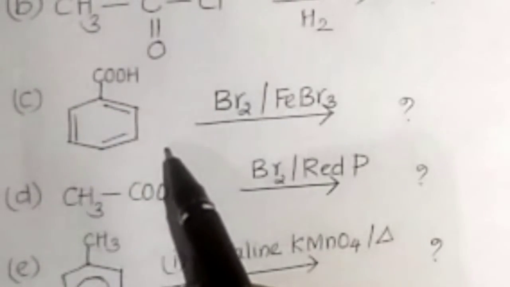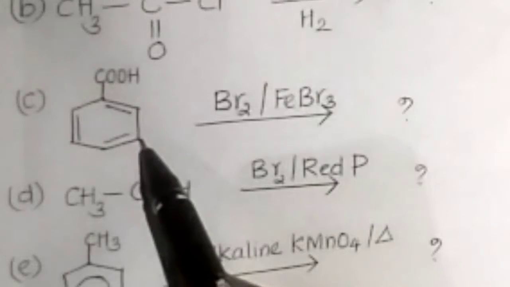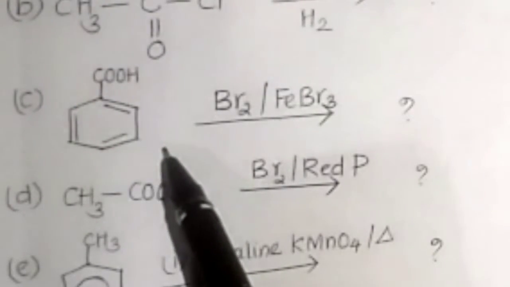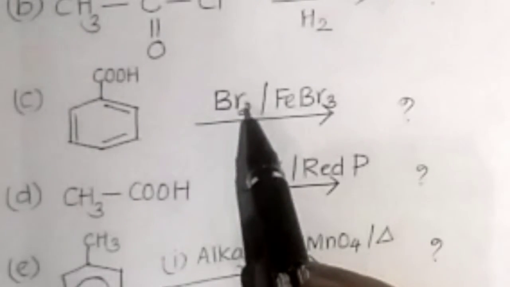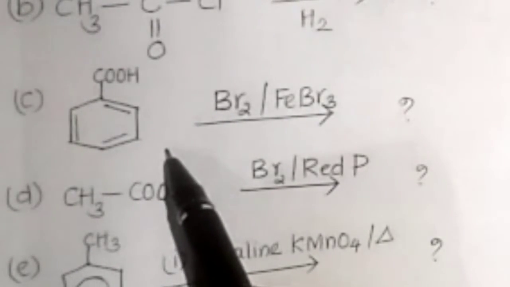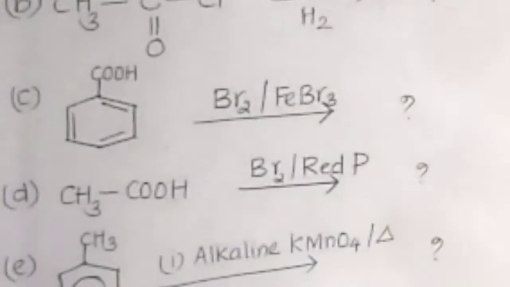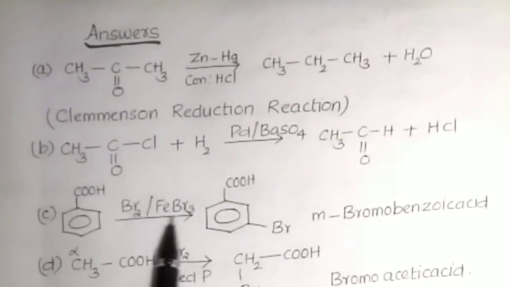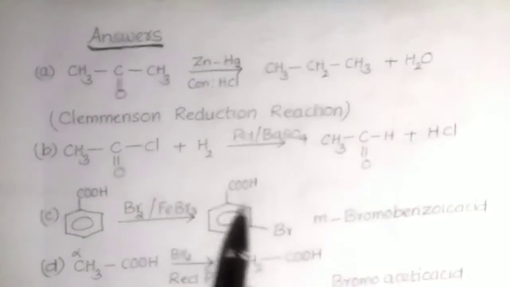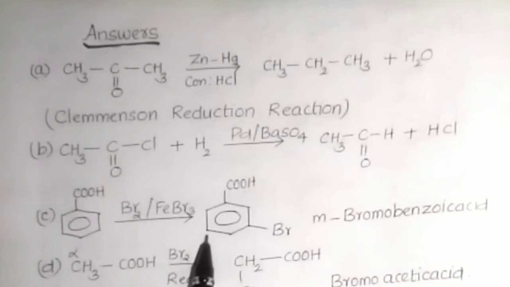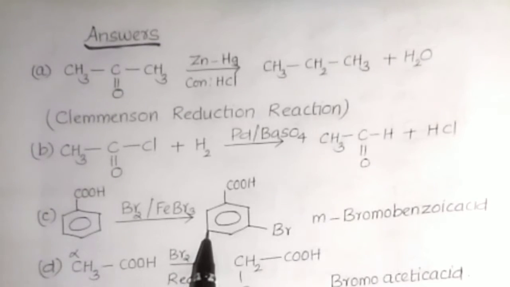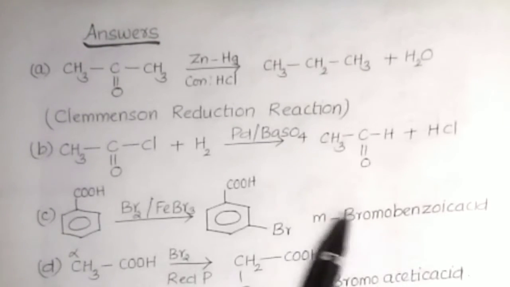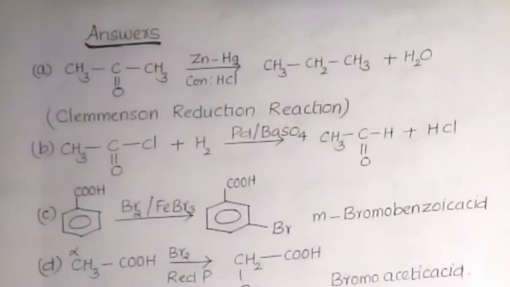So the Br2 is coming. Then at the meta position, a hydrogen atom is present. That one hydrogen atom combines with one bromine atom to form HBr, which is eliminated. Then the other bromine atom is attached to the meta position. So bromination takes place on the meta position. So the answer is, benzoic acid on bromination gives meta-bromobenzoic acid. You can write it here also, since this is also a meta position. You can use this meta position also. Then we also say it as meta-bromobenzoic acid.